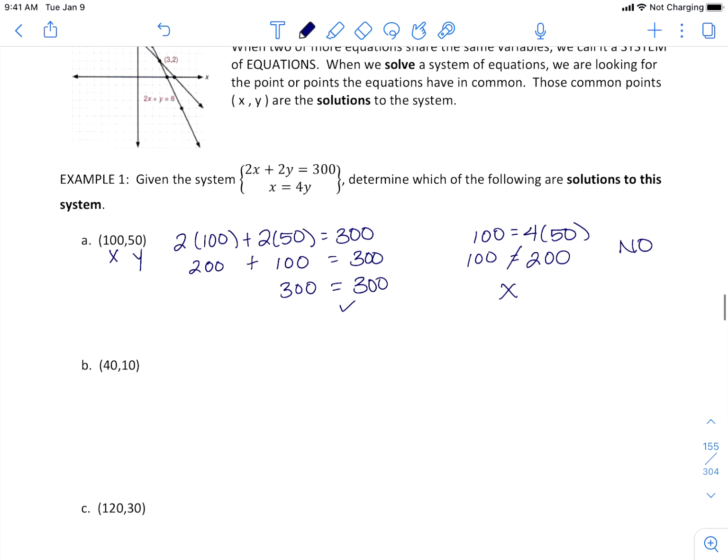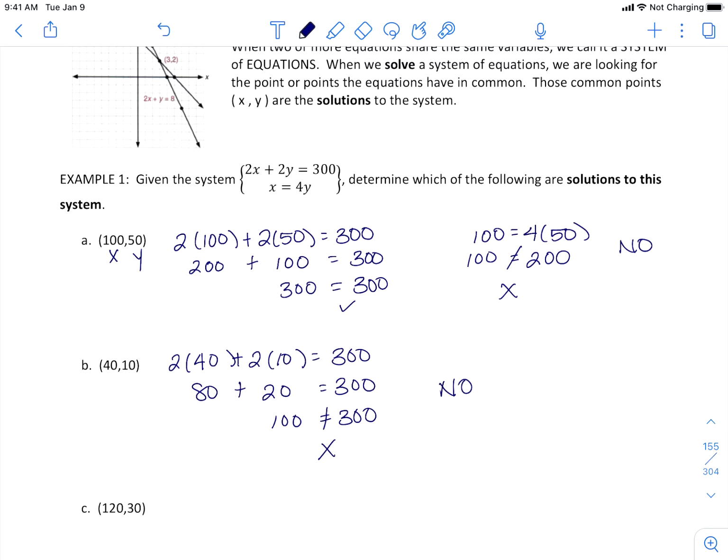Let's try the next one. 2 times 40 plus 2 times 10 equals 300. 2 times 40 gives us 80 plus 2 times 10 is 20 equals 300. 80 plus 20 is 100. That does not equal 300, so we can actually stop right there. We know if it's not a solution to the first equation, it's not going to be a solution to the system, so you do not need to plug it into the second equation.